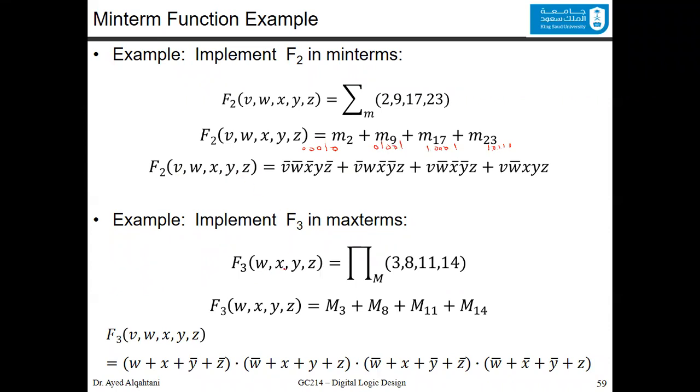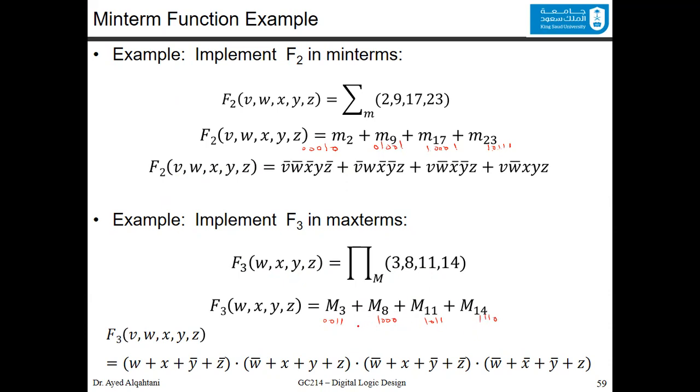If you take this one as a max term, another example, it has 4 variables, f3. Those indexes are M capital 3, M capital 8, M capital 11, and M capital 14. Again, you do the same thing. Now, the 3 is, since we have 4 variables, going to be 0, 0, 1, 1. The 8 is 1, 0, 0, 0. The 11 is 1, 0, 1, 1. And the 14 is 1, 1, 1, 0.